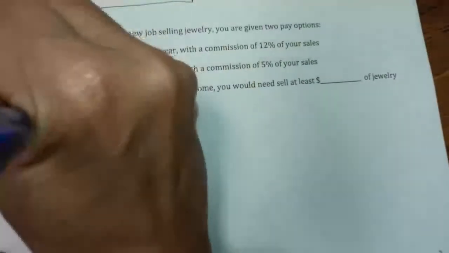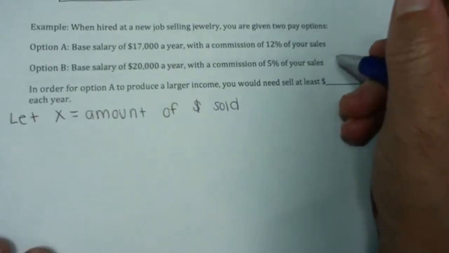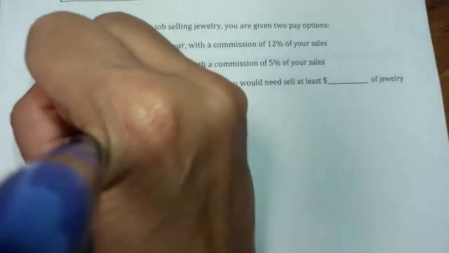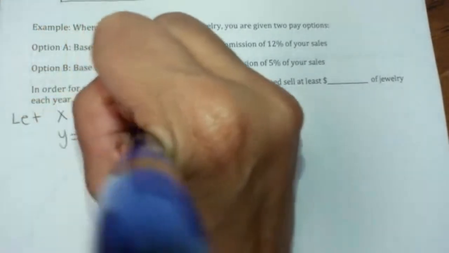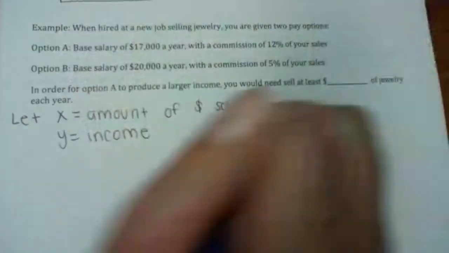All right, so again, let's define our variables. Let's let X be the amount of money sold, because that will dictate our commission, our sales. And then Y will be your income. Those are the two options. So it's kind of similar to the previous one right there. So let's write an equation for each option.